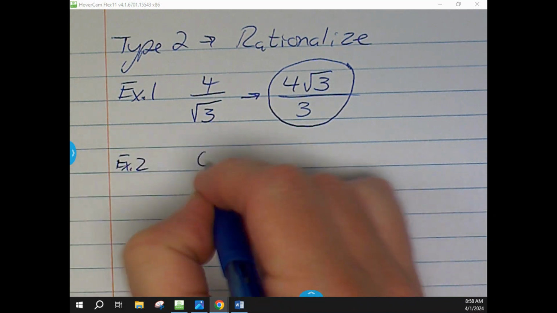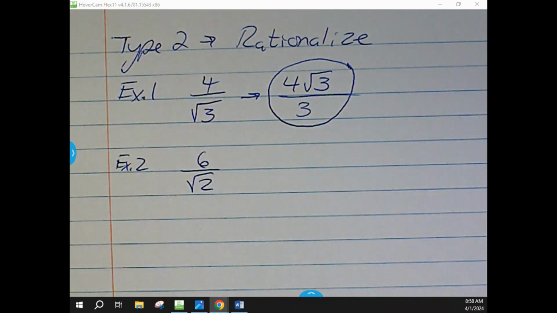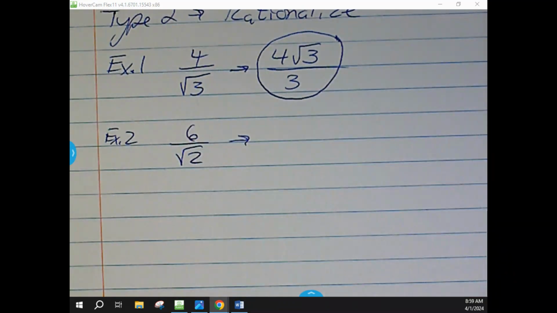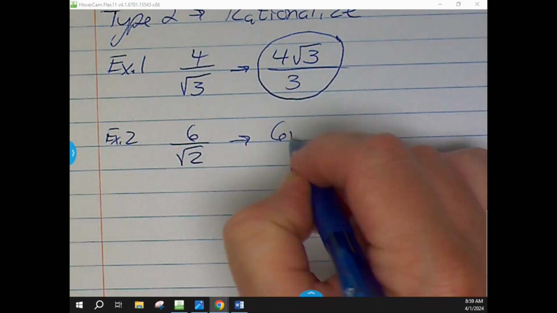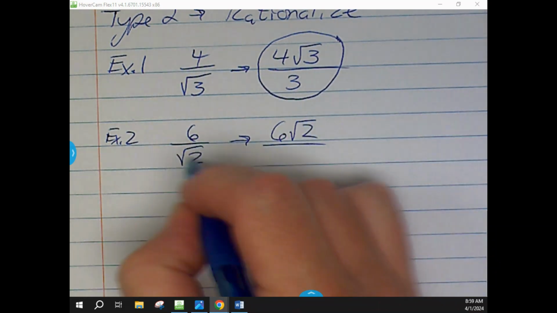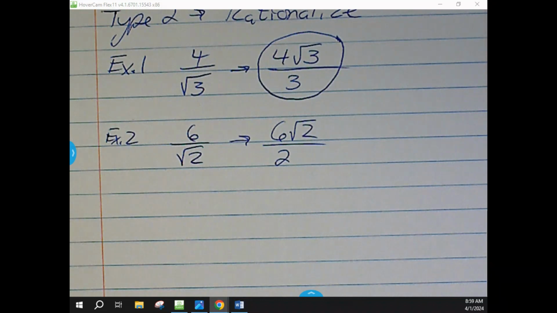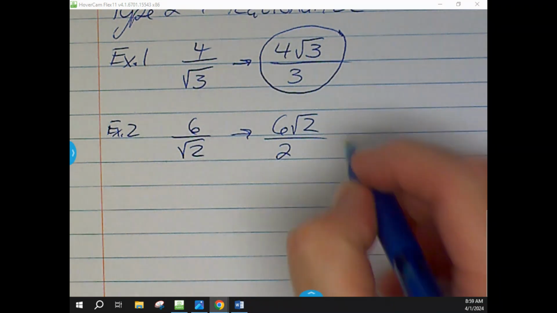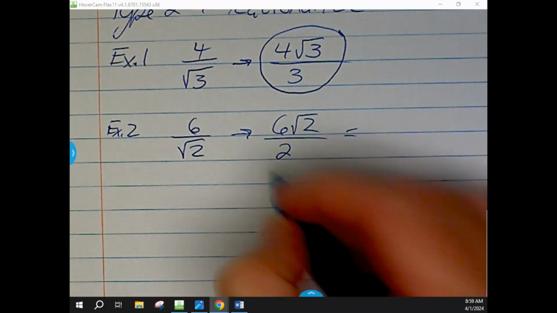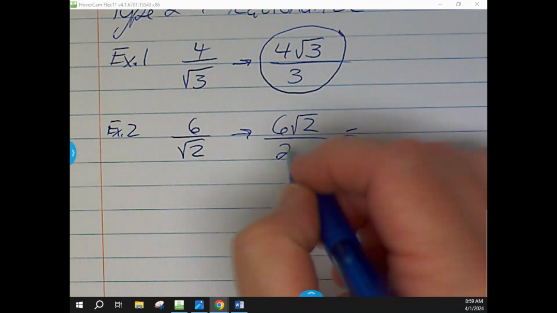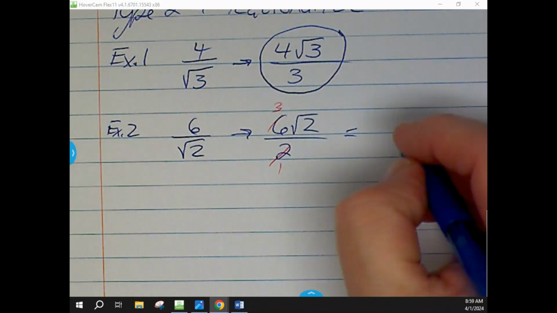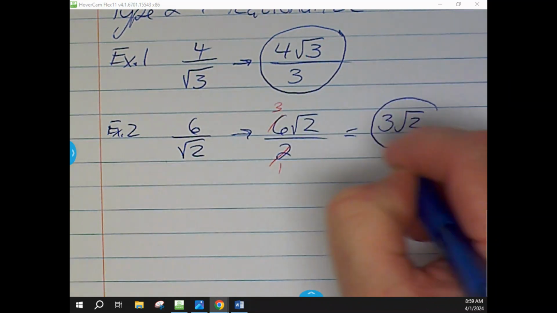So if that was 6 over the square root of 2, we'd make that 6, and then the square root of 2 would go on top. On the bottom, we're going to leave the square root off and give me just the 2. Then we take 6 and 2 and divide them both by 2. Basically that cancels out, making it 1 and 3. So that would make that 3 square root of 2.